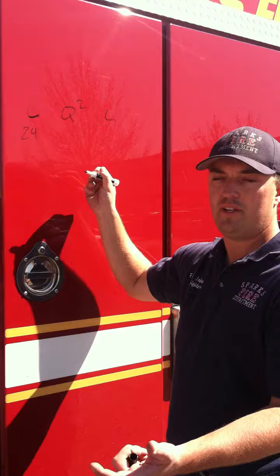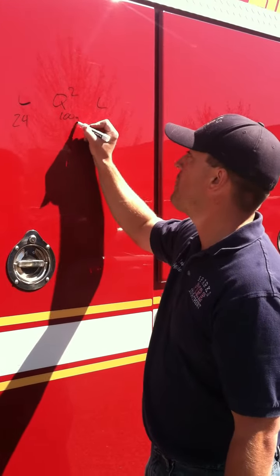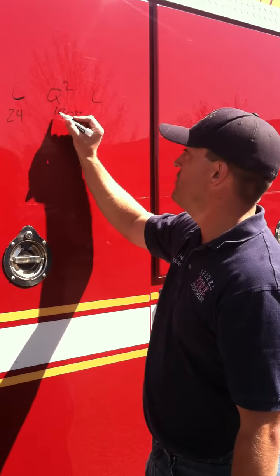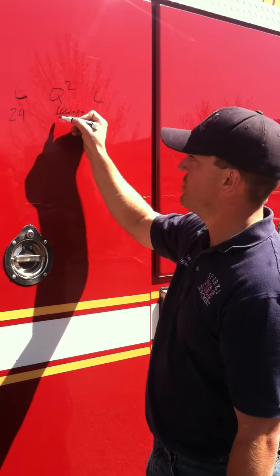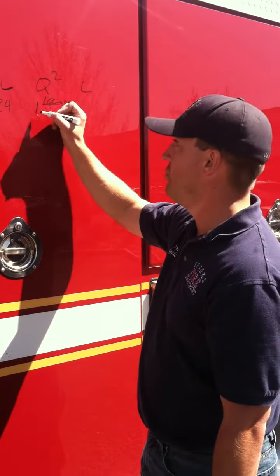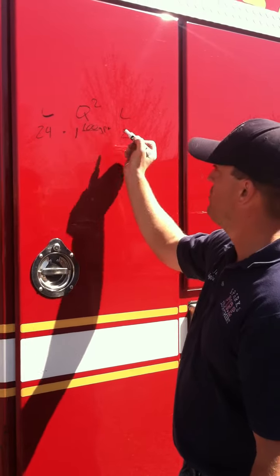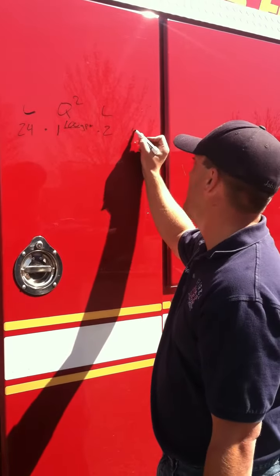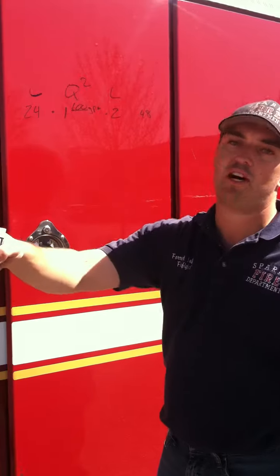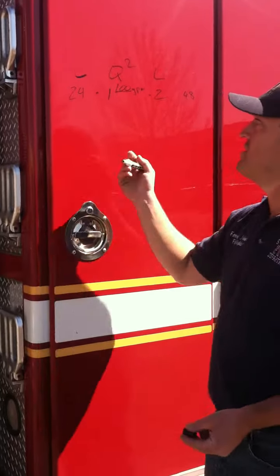So if you're flowing 100 GPM, you divide that by 100, so it's basically 1. Squared is 1, and then your length, say it's 200 feet, so you'll do 24 times 1 times 2, and you'll have 48 pounds of friction loss in your hose. I see. That's a basic formula.